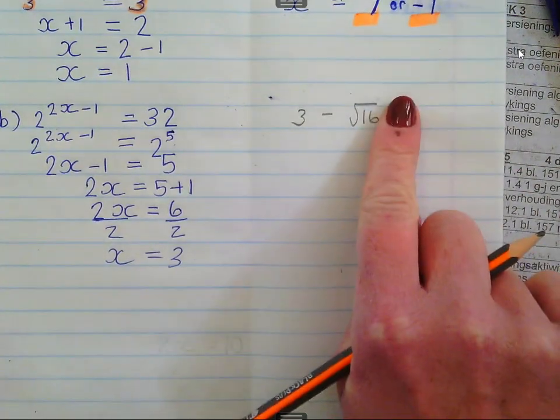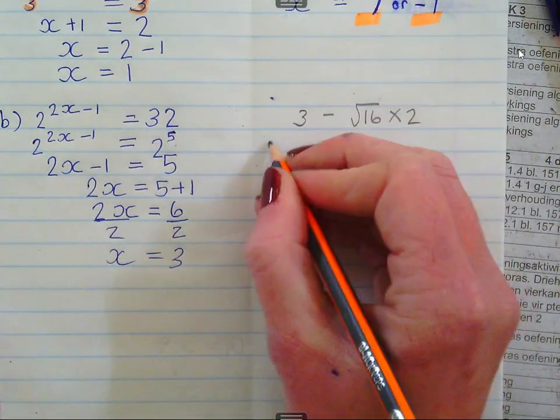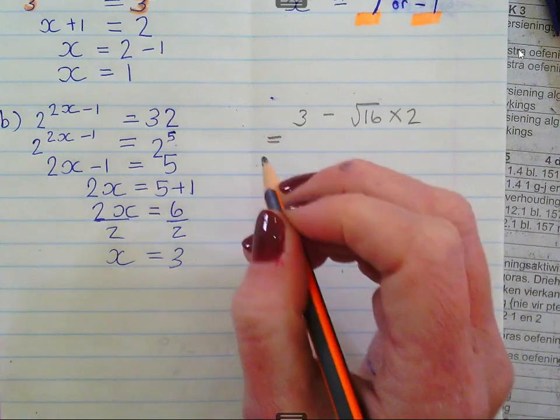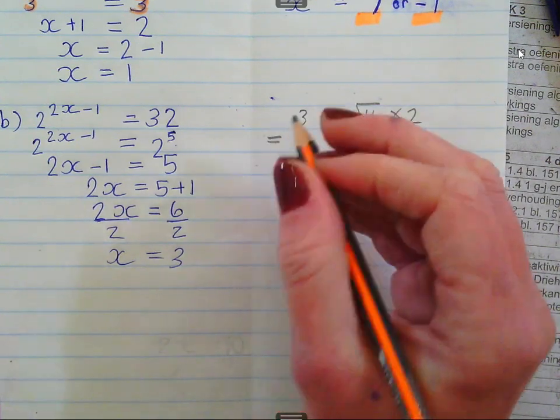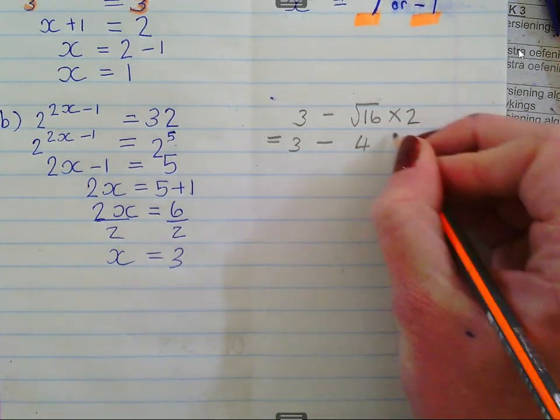Okay? This was an expression. Do you see there's no equal to sign? You just had to simplify. So what you would have done, you would have put the equal to sign nicely on the left-hand side like I taught you, no? 3 minus 4 times 2.